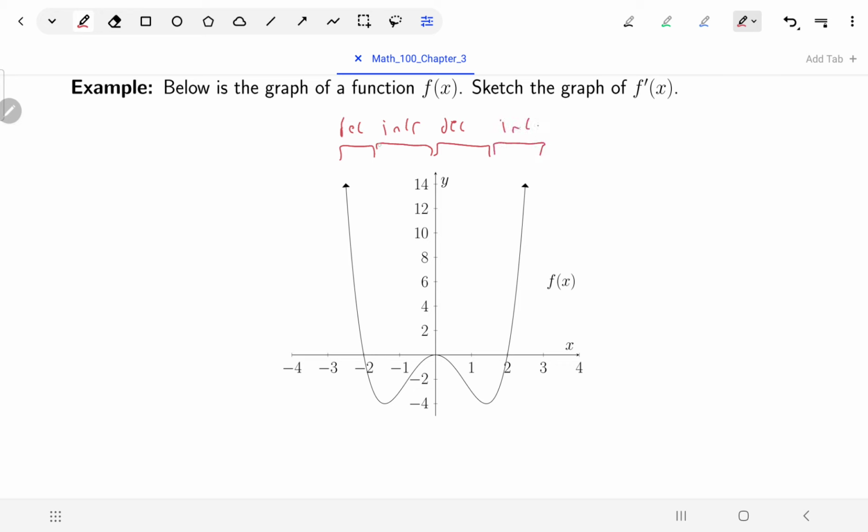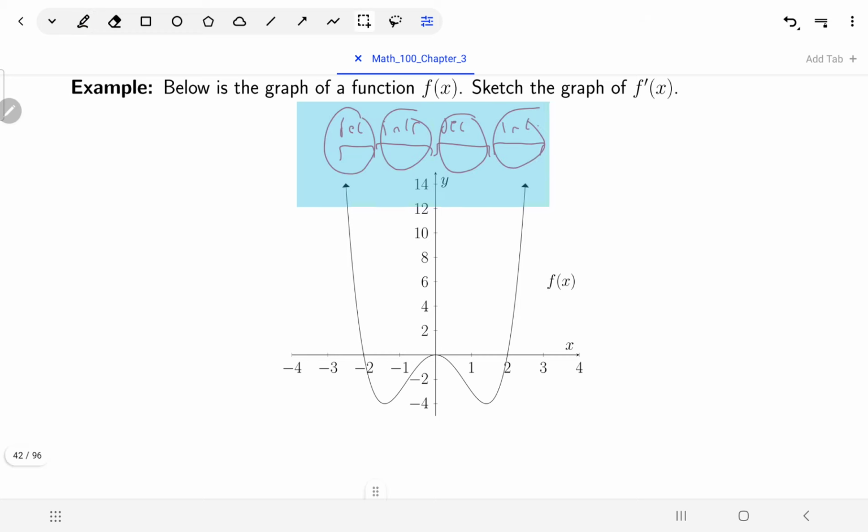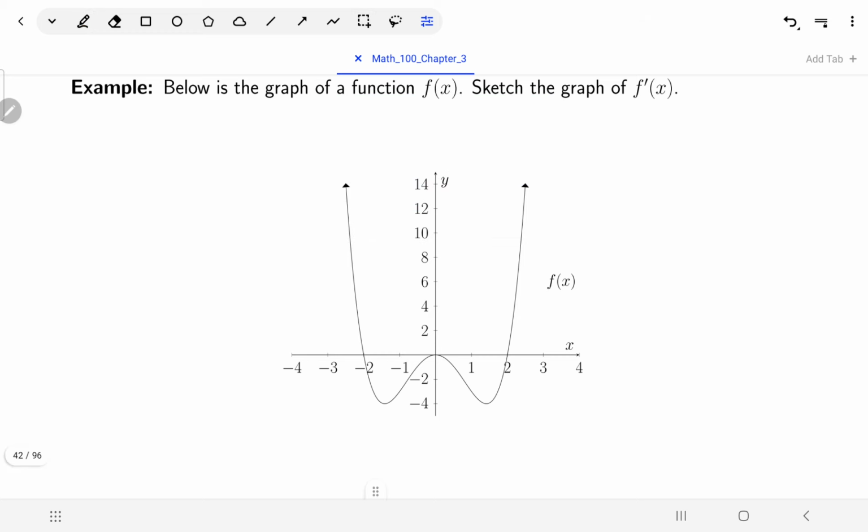So what that's telling me is in the first little interval, my derivative will be negative. It'll be below the x-axis. In the second interval, my derivative will be positive. It'll be above the x-axis. Then the derivative will be below the x-axis. Then the derivative will be above the x-axis. The other thing that I know is that at my relative extrema, at this relative minimum and relative maximum, at those places, I'm going to have a derivative that's equal to 0.